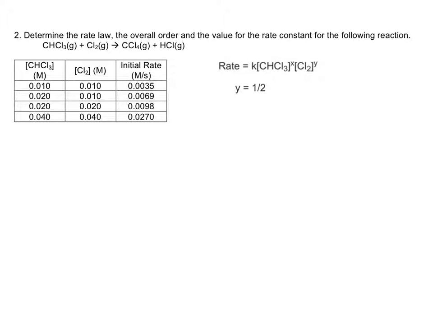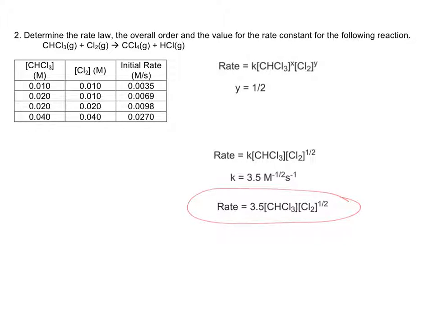Okay, so the answer that I came up with is the rate is equal to K times the concentration of CHCl3 times the concentration of Cl2 to the 1/2. All right, and the K that you should get is 3.5 molar to the -1/2 times second to the -1.